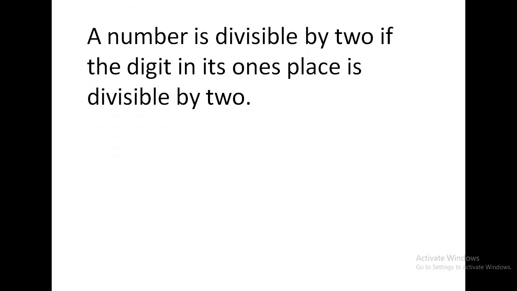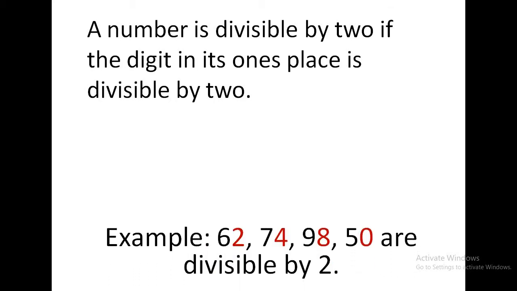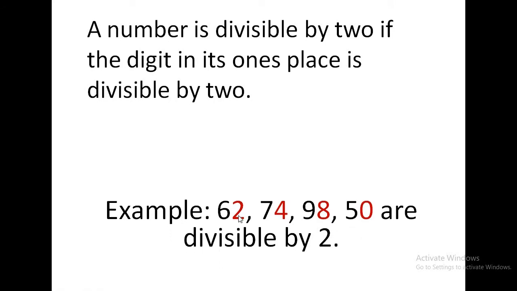Divisibility by 2. A number is divisible by 2 if the digit in its ones place is divisible by 2. Let us take the examples. Children, in these numbers you can see in 62 the ones place is 2. In 74 the ones place is 4. In 98 the ones place is digit 8. In 50 the ones place digit is 0.